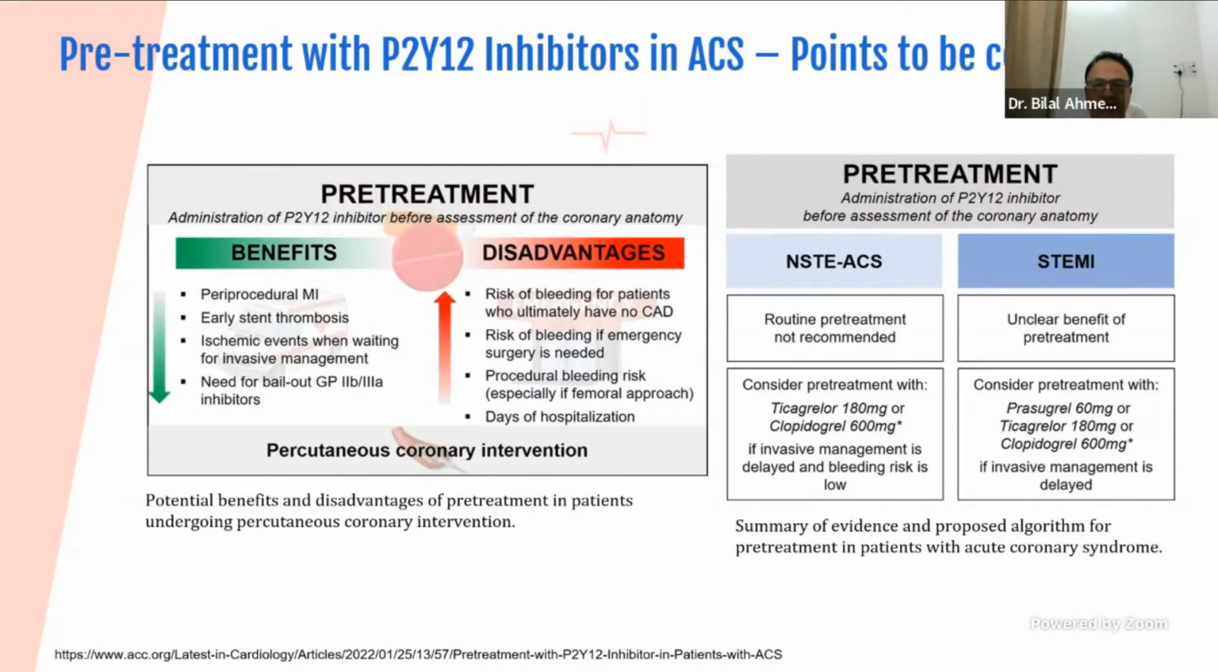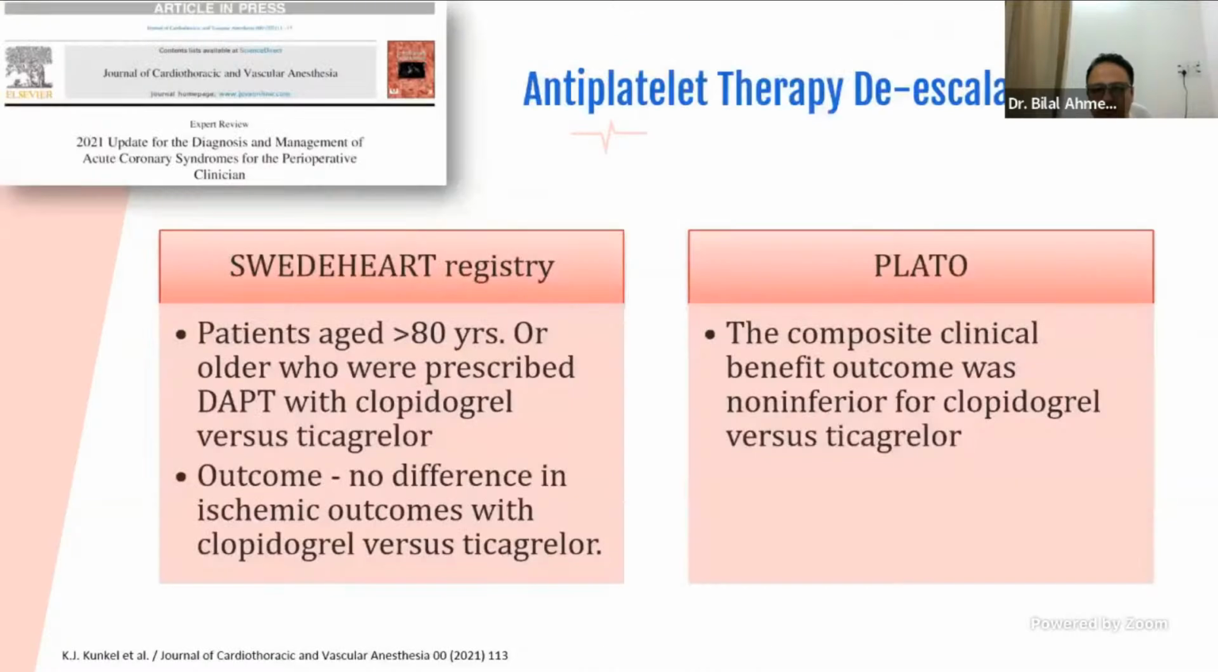If we see pre-treatment in a patient who has to undergo a routine coronary procedure, then ticagrelor 180 or clopidogrel 600 can be used with a low risk of bleeding. If the patient has a high risk of bleeding, then again we can use prasugrel 60 and clopidogrel 600 as a loading dose.